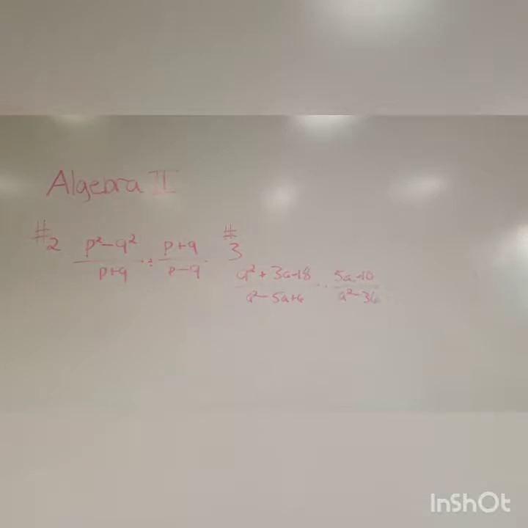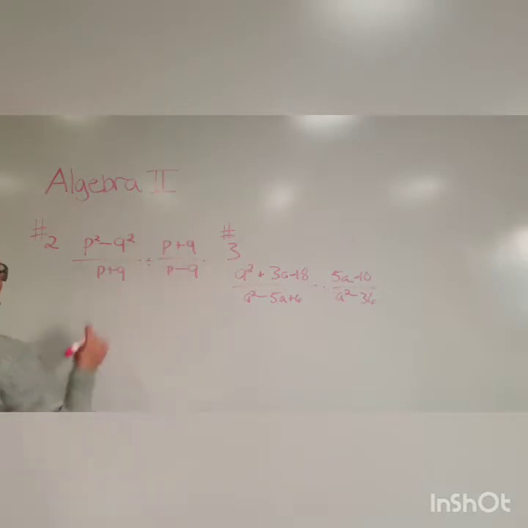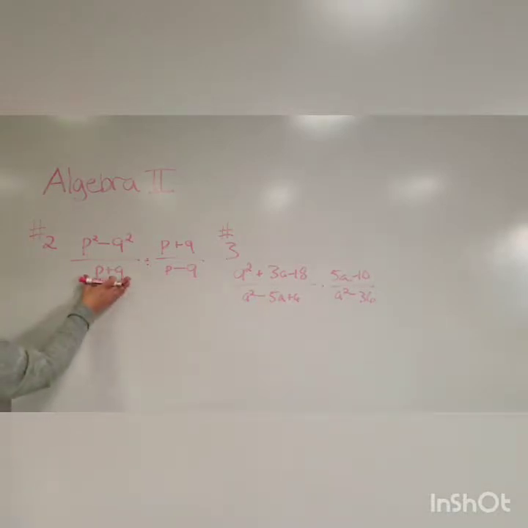Problem number 2, we have a division problem: p squared minus q squared over p plus q, divided by p plus q over p minus q. All right, so remember, you can't just cancel out numbers. You can't cancel out p and p because these are binomials. Also remember, in division you have to invert the second fraction, but we need to factor first. These three are in lowest terms, but this one's not.